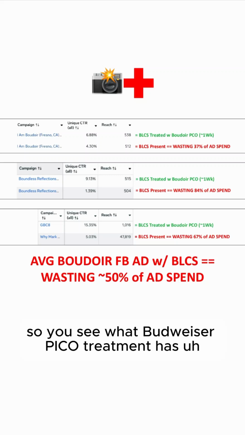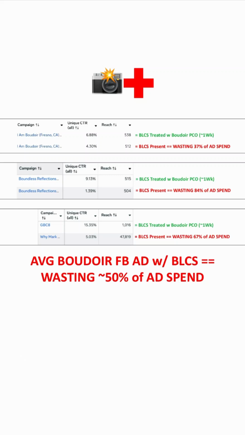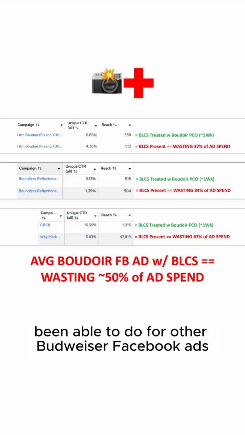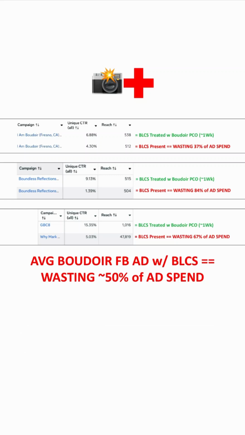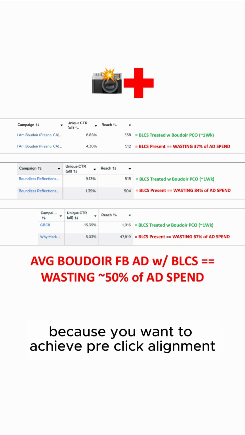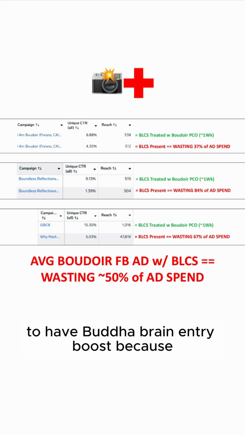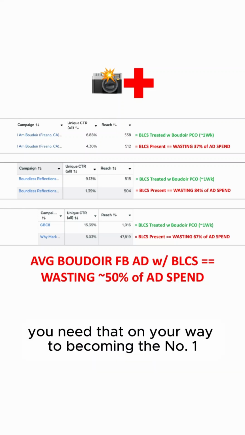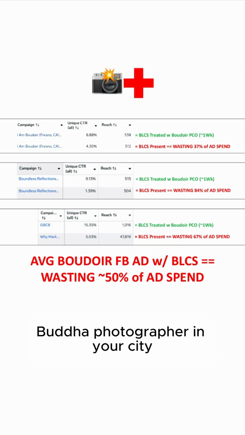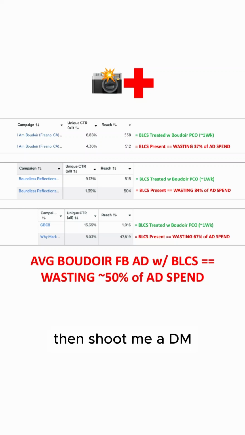So you're seeing what Boudoir Pico treatment has been able to do for other Boudoir Facebook ads, and you want that outcome because you want to achieve pre-click alignment, to become a dominant Boudoir advertiser, to have Boudoir brain entry boost, because you need that on your way to becoming the number one boudoir photographer in your city. Then shoot me a DM.